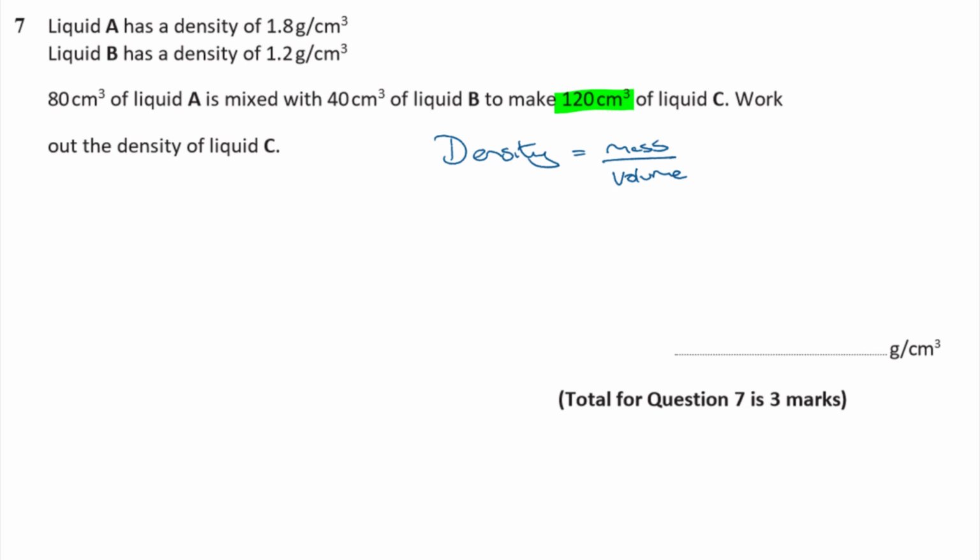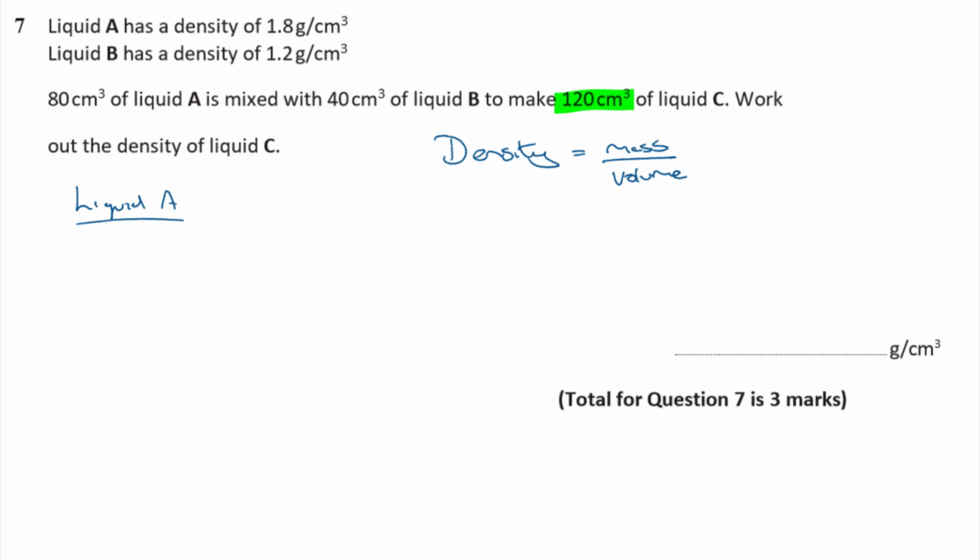What we need to know is the mass, okay? Now, in order to work out the mass, we're going to have to find out the mass of liquid A and liquid B first, because we don't currently know them. If I can find the mass of liquid A and liquid B, I can add them together, and I should be able to then find the mass of liquid C. Okay, so let's do that then. So let's find liquid A. We want to find the mass.